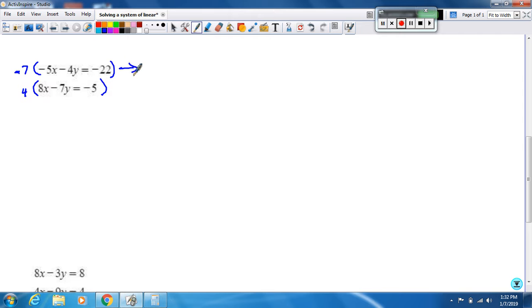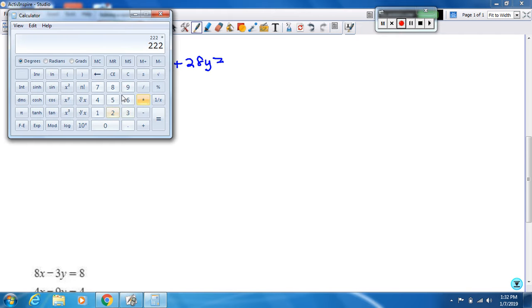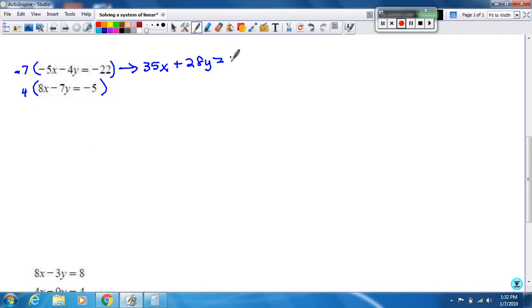Okay, so -7 times -5x is 35x. And then a -7 times a -4y is a +28y equals a -7 times a -22, which is +154. And this one, 4 times 8x is 32x. 4 times -7y is -28y equals 4 times -5, which is -20.